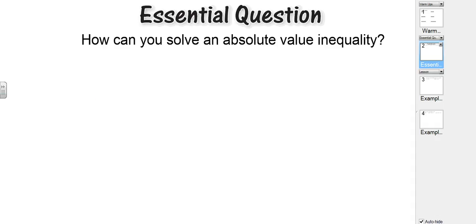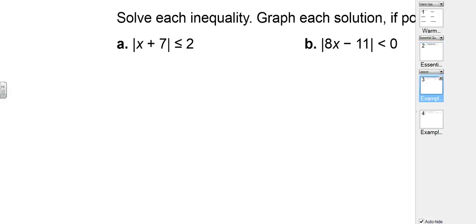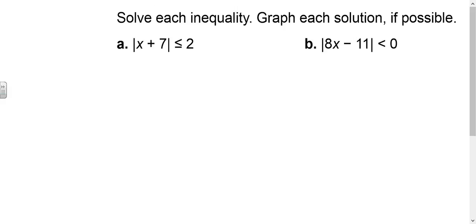Today we're going to be working with absolute value inequalities. So your essential question is, how can you solve an absolute value inequality? We're just going to do some examples of this, but we're going to list out the steps as we go. It says solve each inequality, graph the solution if possible.